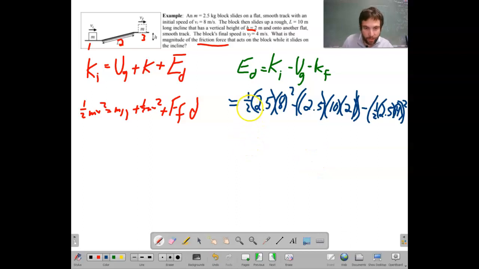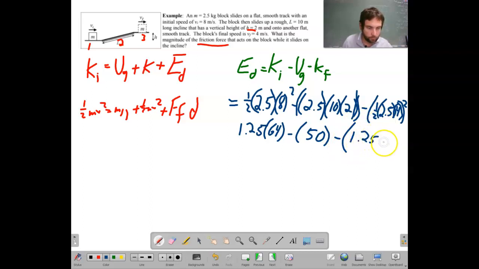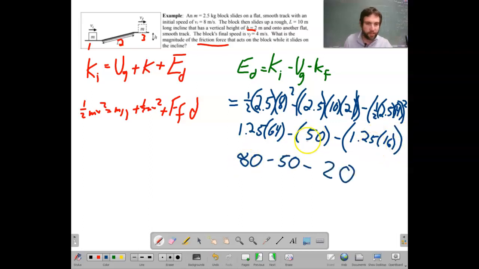And I'm back. Turns out half of 2.5 is 1.25. 8 squared is 64. All of this equals 80, 50, and then this equals 20. 80 minus 50 is 30, minus 20. So my dissipated energy is equal to 10 joules.